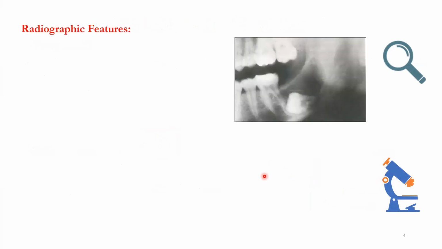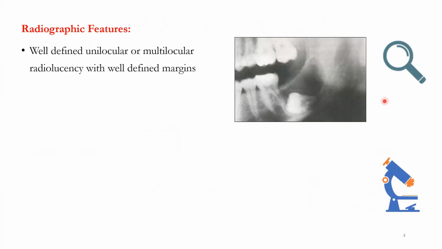Coming to the investigations, the radiography shows, as you can see in this image, a well-defined unilocular radiolucency. It could even be multilocular radiolucency. And 50% of the cases are associated with an impacted tooth, as you can see in this image.